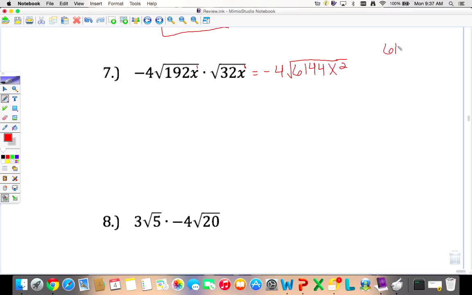Okay, so let's go ahead and start with the 6,144. Okay, so 6,144, we can divide that by 4. So get 4, 1,536. 4 will give us 2 and 2. Okay, we can do 1,536. We can divide that by 16. Get 16 and 96. 16 I know is 4 and 4. So that's 2 and 2. And that's 2 and 2.